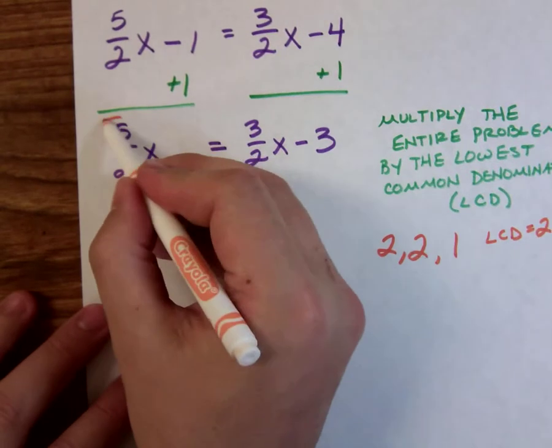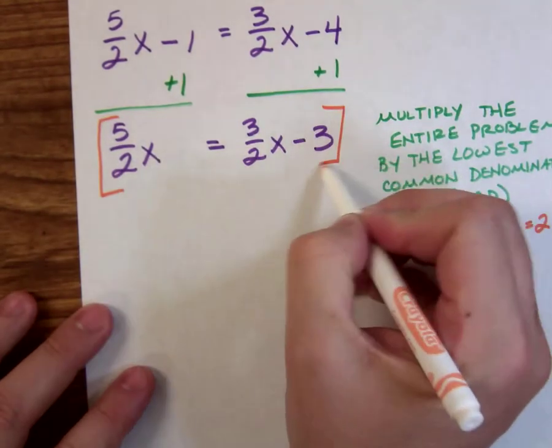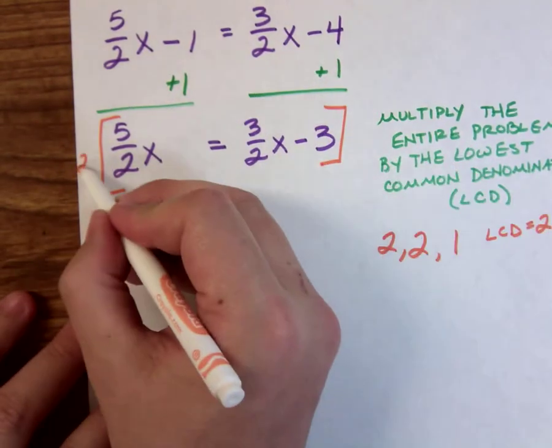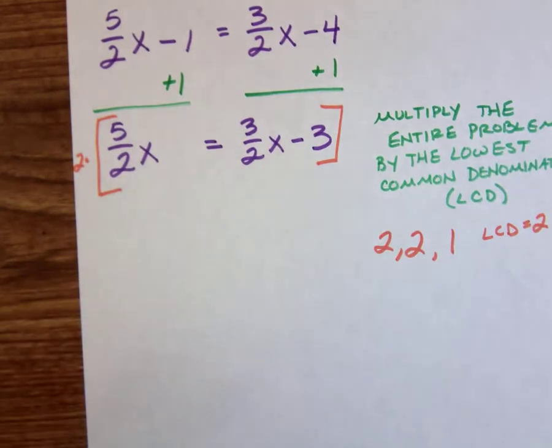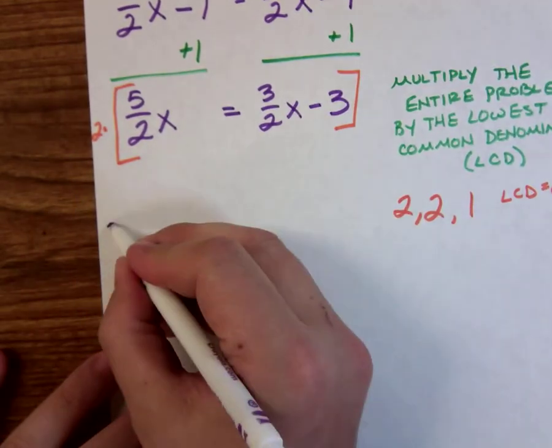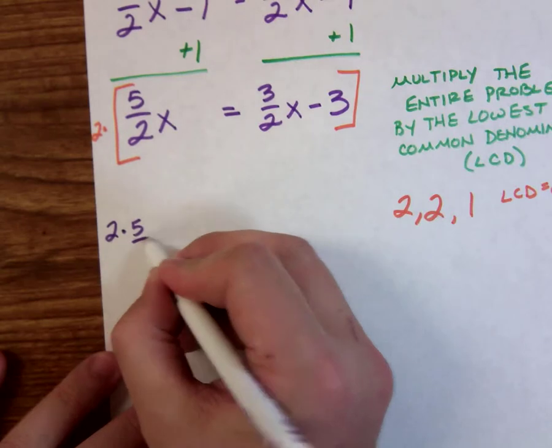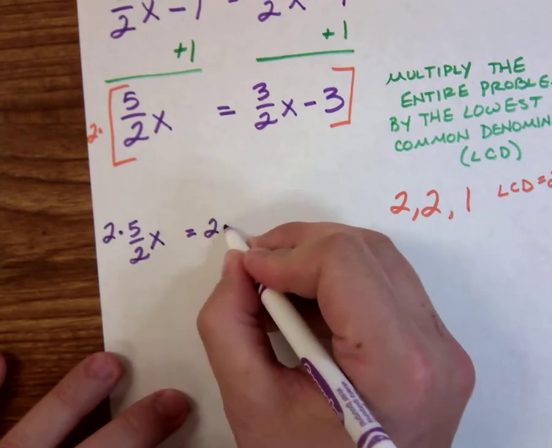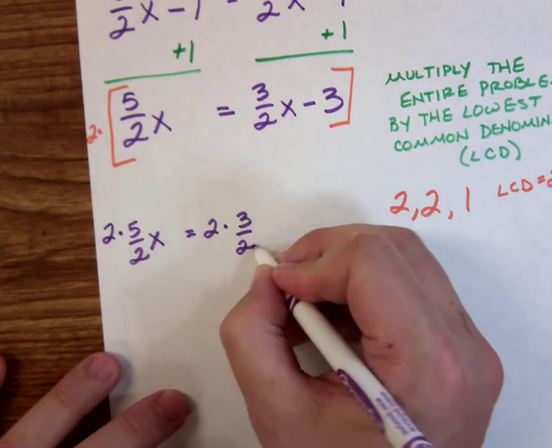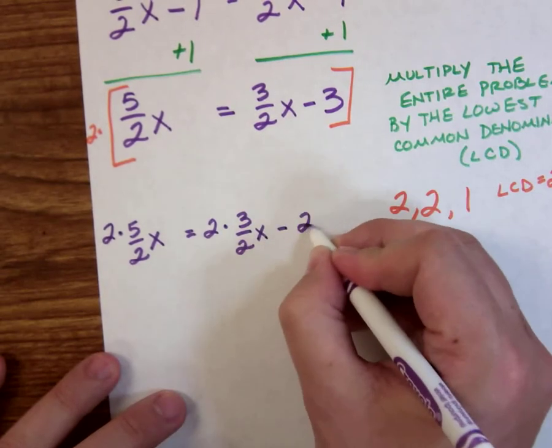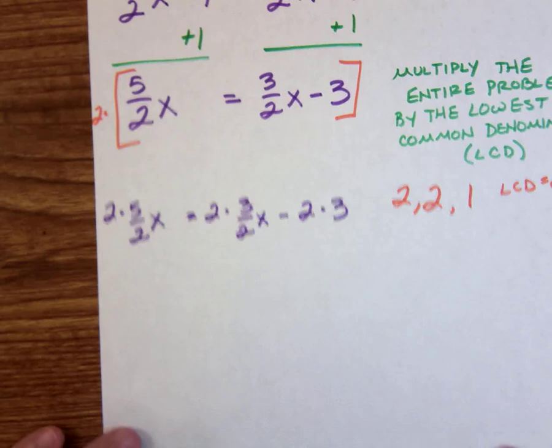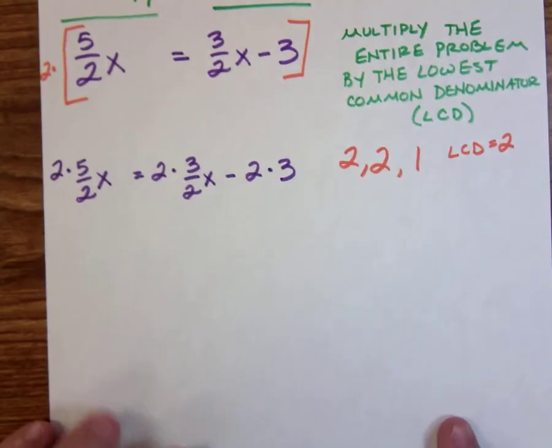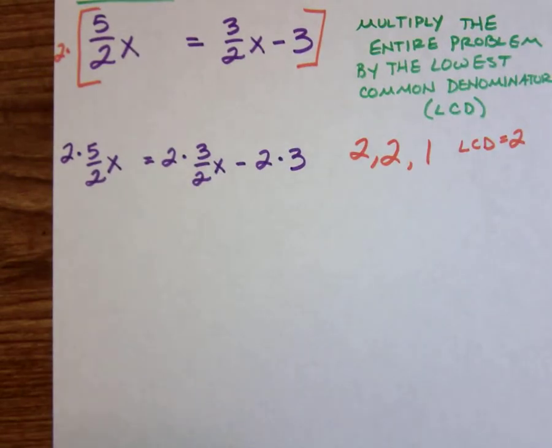If I multiply every single thing in this problem by 2, this is what the problem's going to look like. I will have 2 times 5/2 x equals 2 times 3/2 x minus 2 times 3. Every single thing in this problem gets multiplied by 2. Why is this a good thing? Looks like we just made it way worse.